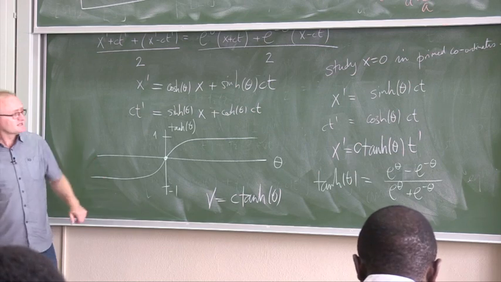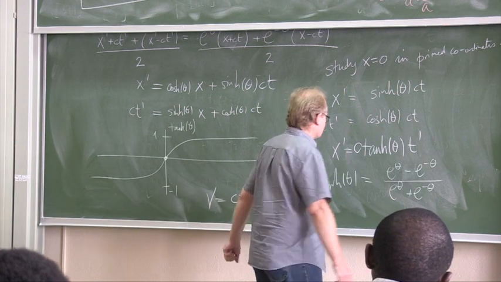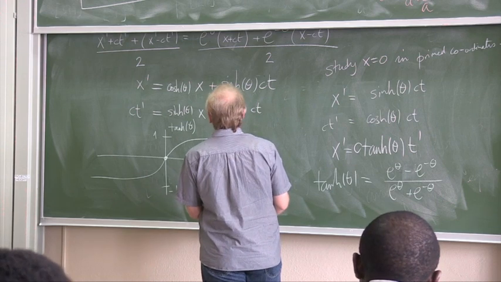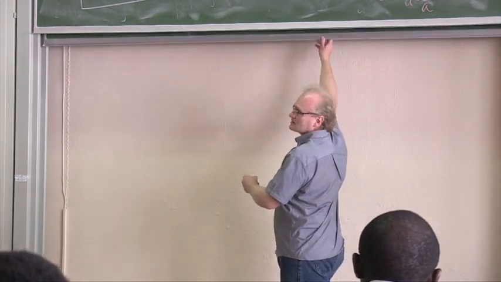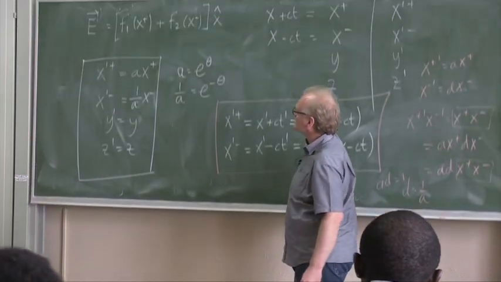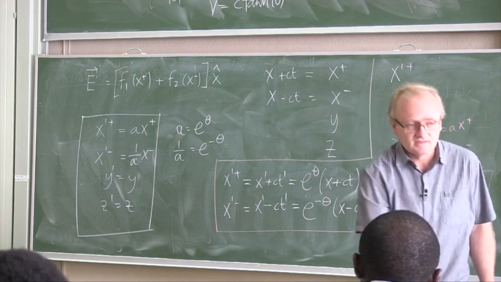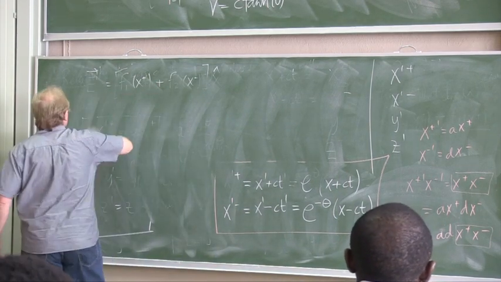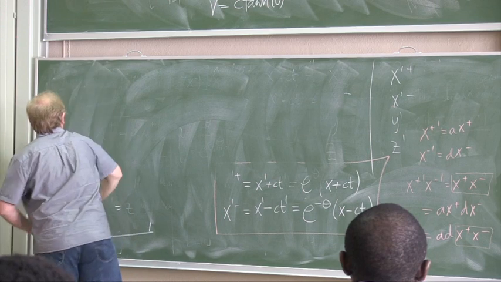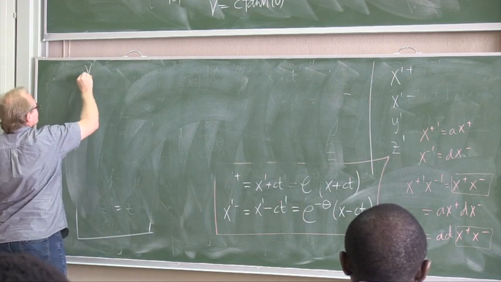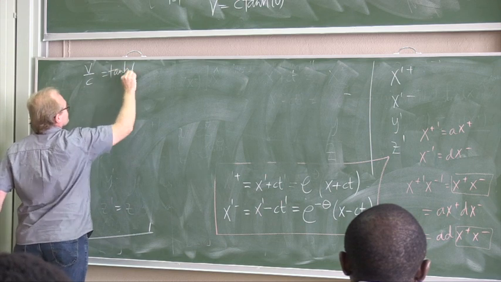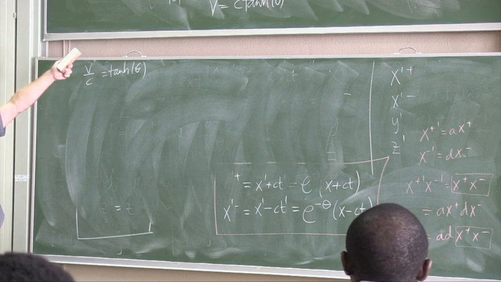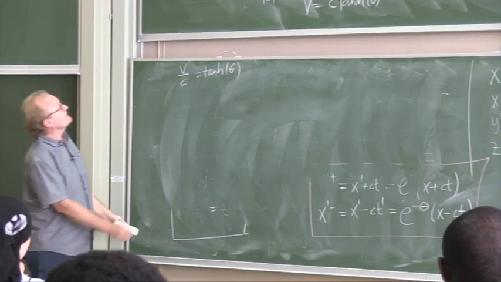Now, so we have learned that V is equal to c tan theta. Let's rewrite that in a slightly different way. So we've got V over c is tan theta, and V is the velocity of the primed frame. So V over c is tan theta.